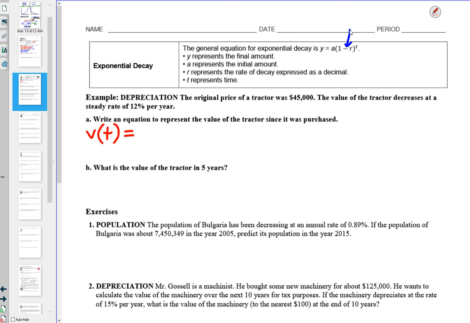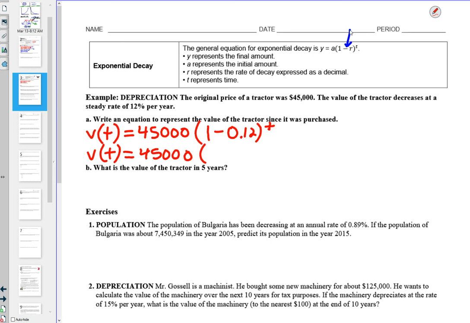So after the equal sign, what's supposed to come first in an exponential model? The initial amount, which is 45,000, times. So always start with a 1. But now, since this is a decay, I'm going to subtract. How would I write 12%? 0.12. So 1 minus 0.12, to the power of the amount of time that passes. This can be simplified. You should always simplify if you can.